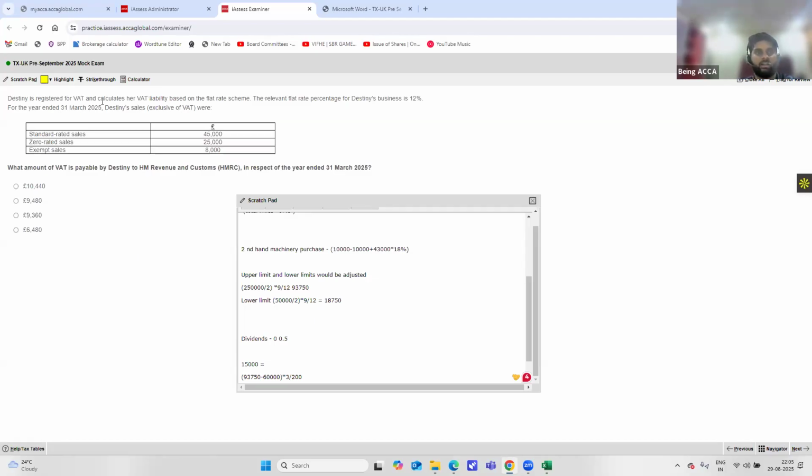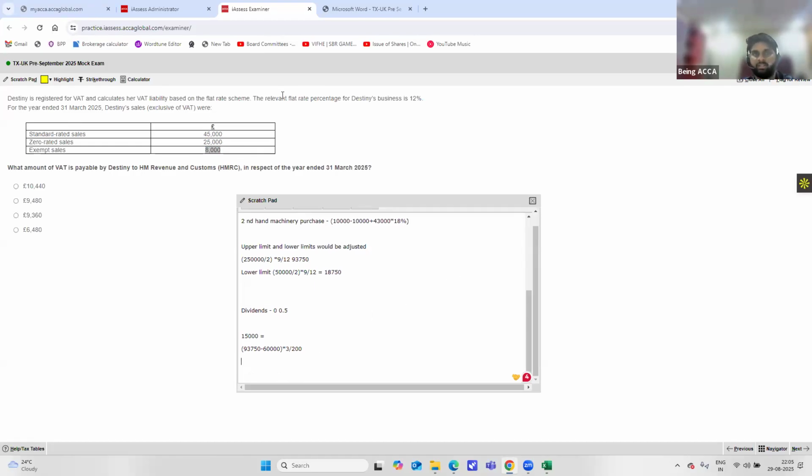Destiny is registered for VAT and calculates her VAT liability based on the flat rate scheme. The relevant flat rate percentage for Destiny's business is 12%. For the year ended 31st March 2025, Destiny's sales exclusive of VAT were: standard rated sales 45,000, zero rated sales 25,000, and exempt sales 8,000. When a flat rate percentage is being used, what is the amount payable by Destiny to HMRC in respect of the year ended 31st March 2025?